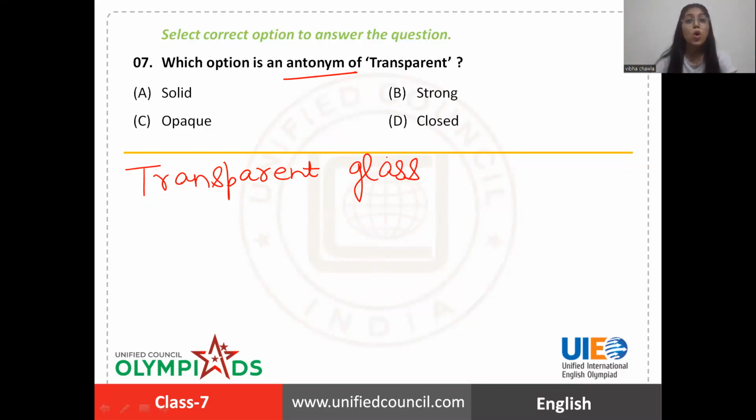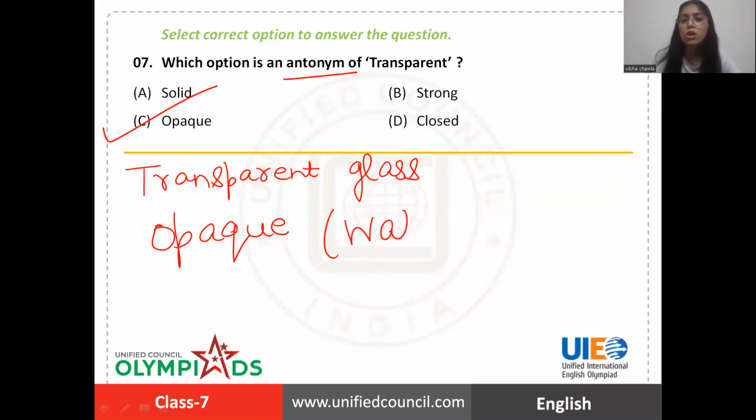If I talk about its opposite, so opposite of transparent will be opaque. Now what is opaque? Opaque means through which you cannot see at all. For example, the best example of opaque is wall, through which light cannot pass and you can't see through it at all. So definitely it is the opposite of transparent. Solid, strong and closed are incorrect options.